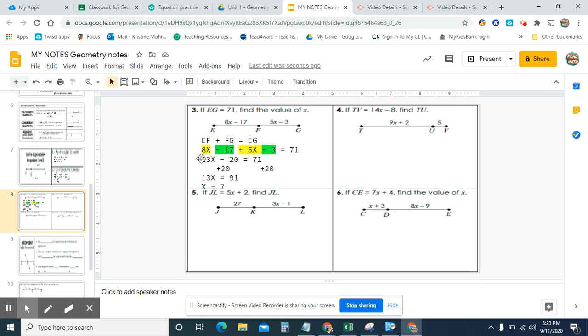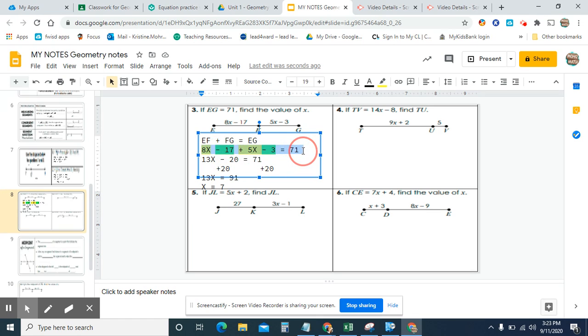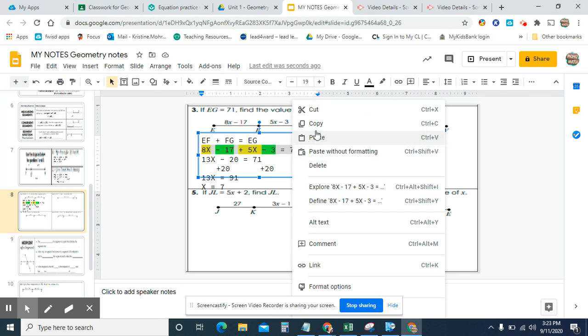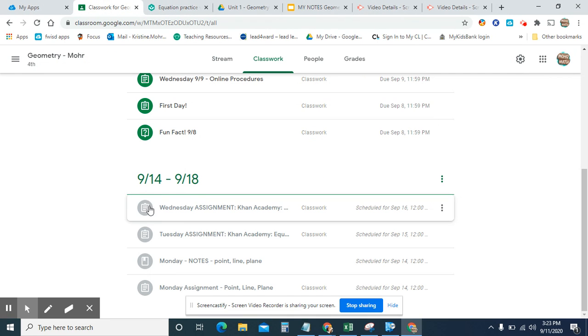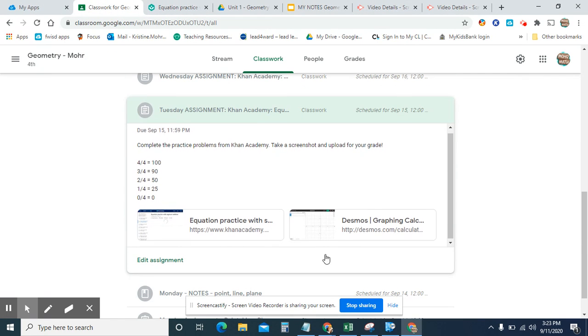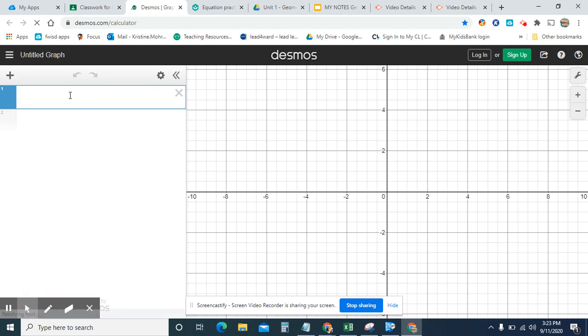Now, let's say you don't want to do all this. There's an easy way. I am just going to simply highlight our equation. Right click and hit copy, or you can do Control C. And we are going to go to our Tuesday assignment, and I attached the Desmos calculator for you. We used this a little bit in the spring when we were first shut down, but it's going to be super helpful for us right now. So you can just hopefully paste the equation.